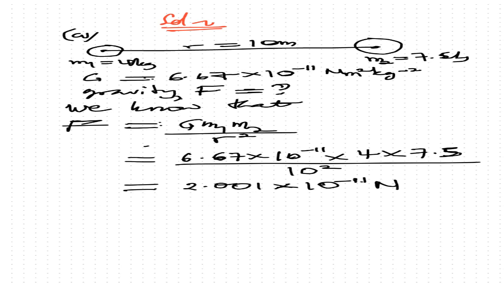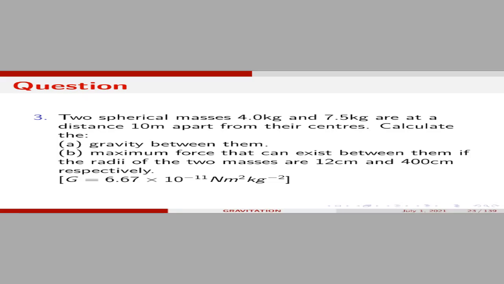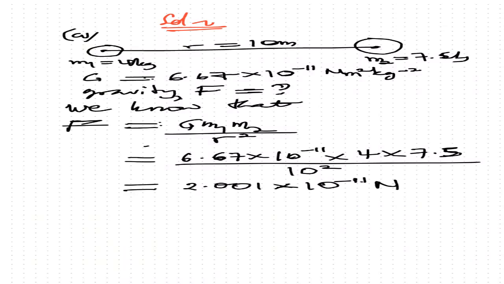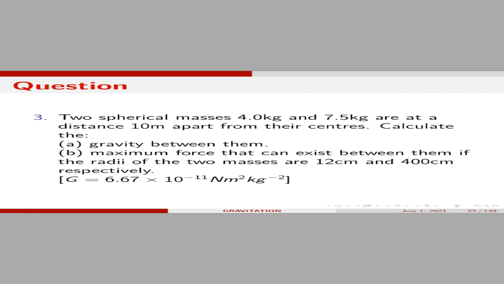All right, let us continue. Then the B part is interesting. The B says what? He wants the maximum force. And I told you that for gravity, the maximum force will be obtained when the bodies are closest. So that is the emphasis we will use to solve this question. We want the maximum force that can exist between them. And we have been given the masses and the radii of the two masses.